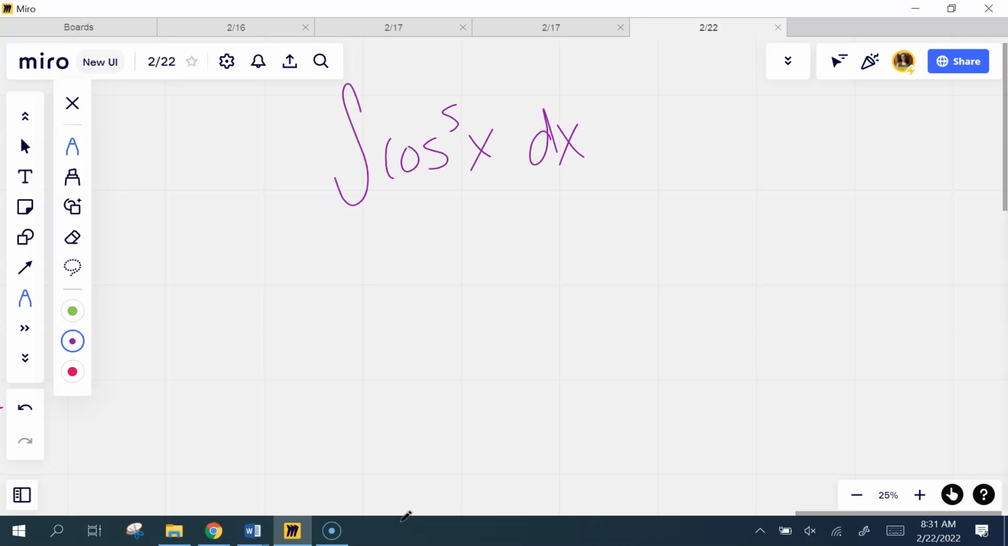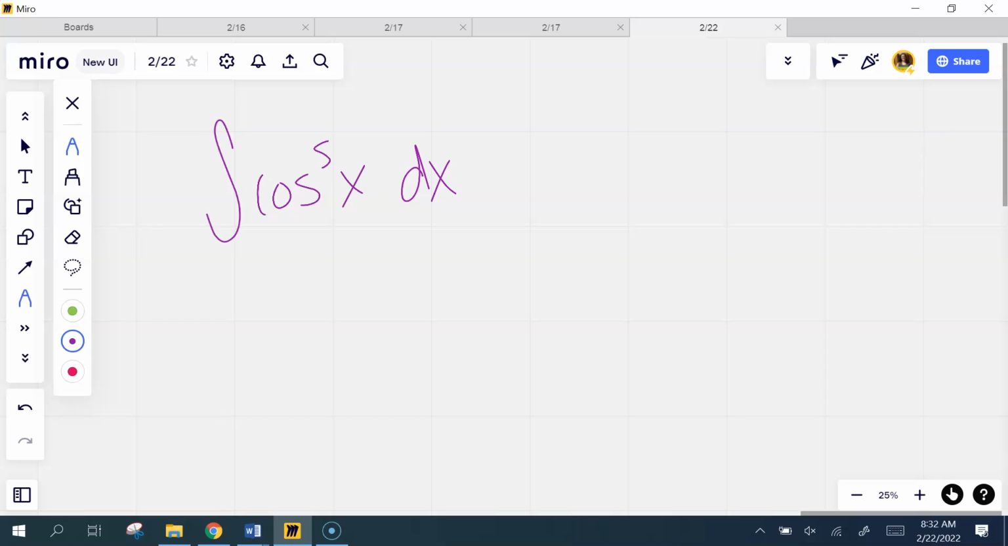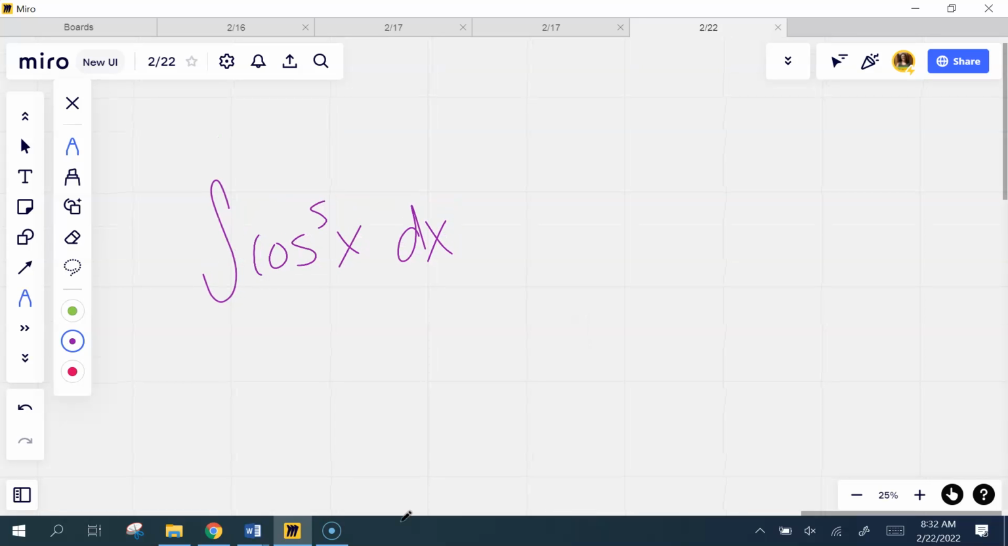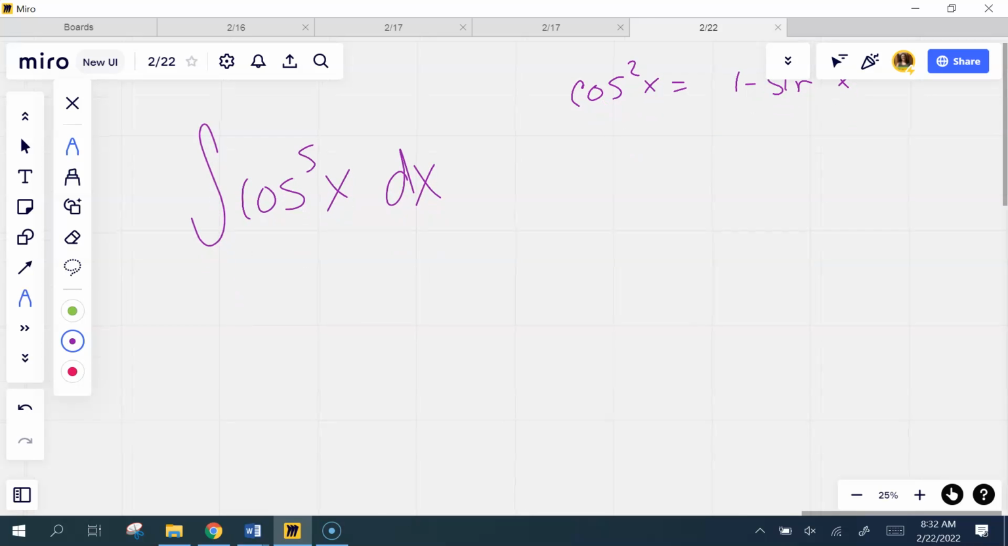You see something like this, your brain automatically should go to some sort of identity. Mine started thinking when I first started this one, I thought, okay, I know that cosine squared x is the same thing as 1 minus sine squared x. Maybe I can use that somewhere because the derivative of cosine is negative sine. But anyway, what I ended up doing was, well, what did I do?